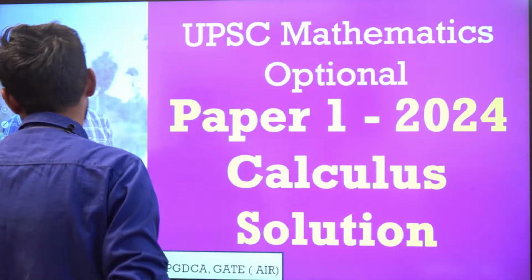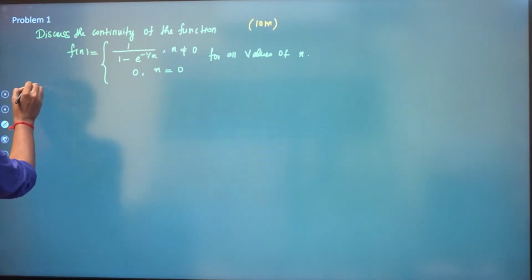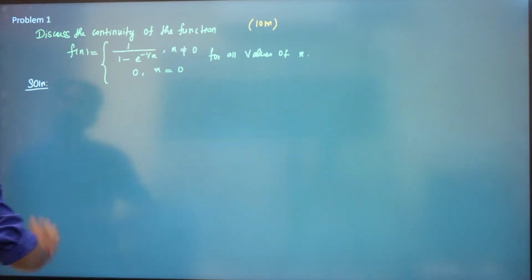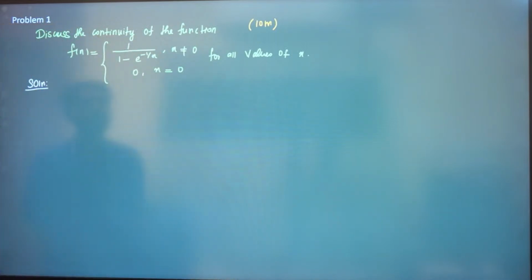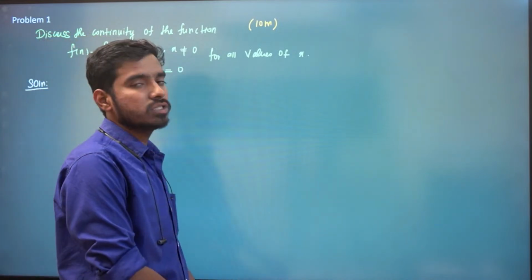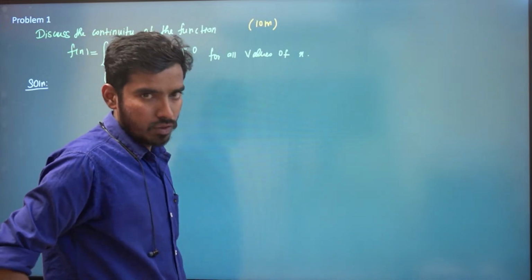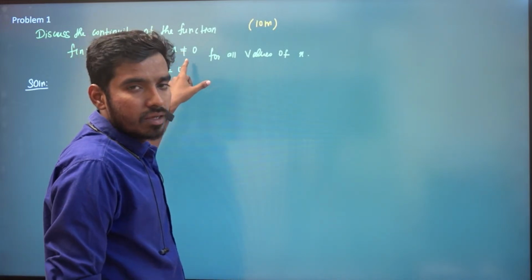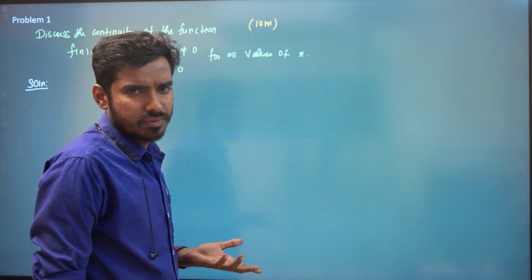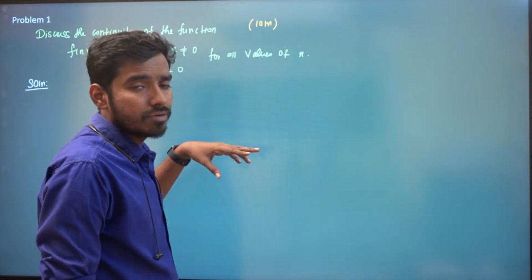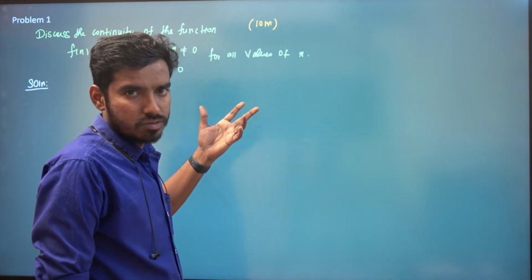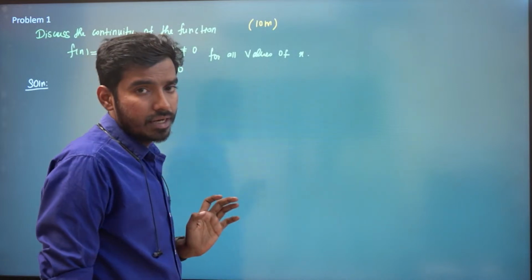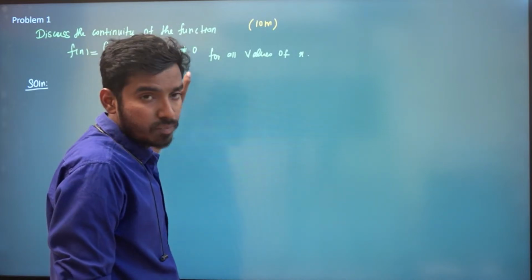We'll start our first problem. Discuss the continuity of the function f of x is equal to 1 divided by 1 minus e power minus 1 by x if x not equal to 0, 0 when x is equal to 0 for all values of x. So first what we'll do is we will check the continuity at 0, right? For all other points it is continuous. Yes or no? Other than 0, the function value itself is defined. Yes or no? So we will check only the continuity at 0 because at 0 the function is breaking, right?